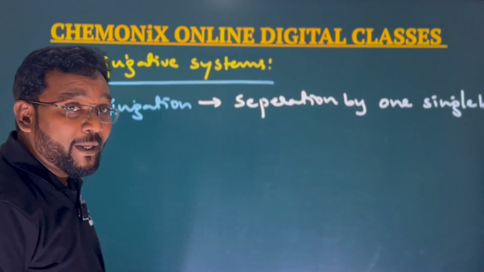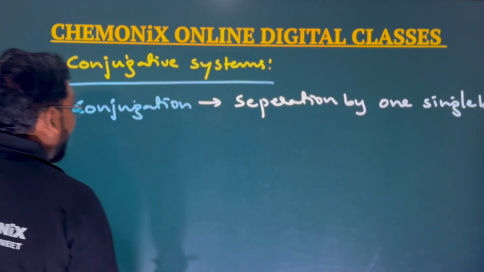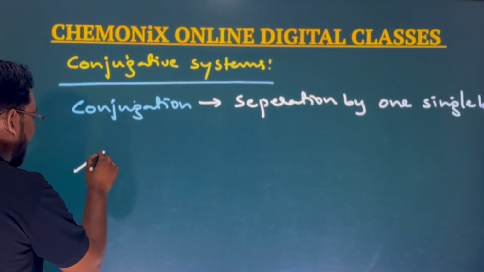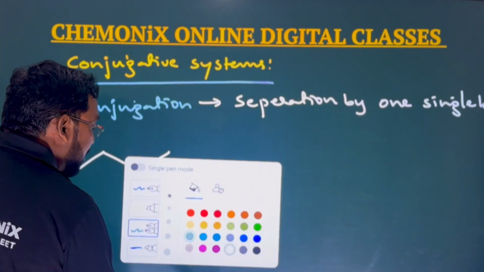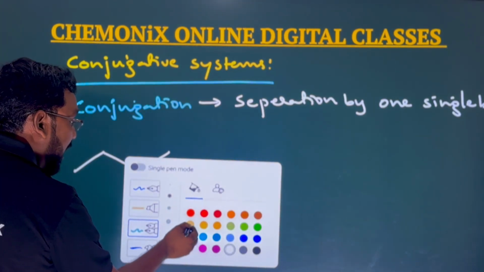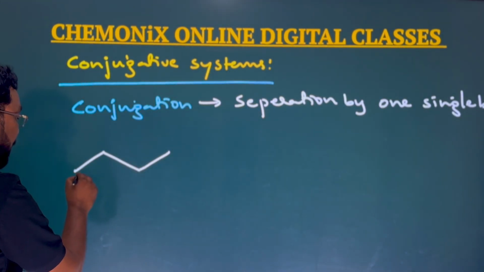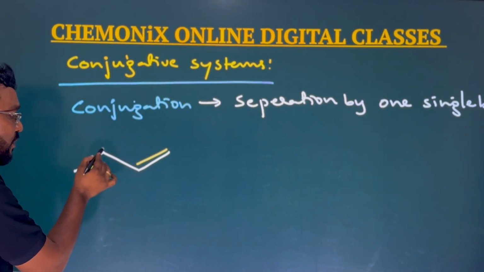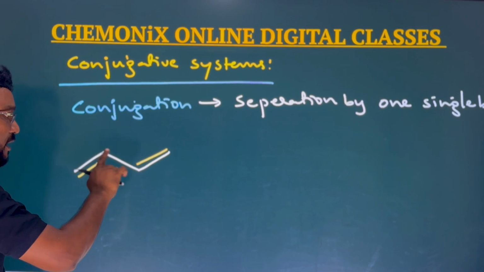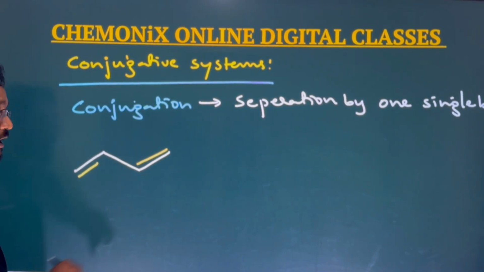Now, let me tell you how many conjugated systems there are. We have various conjugated systems. For example, this is one of the skeletal structures. In this skeletal structure, I am writing the pi bonds. You can check that these are 2 pi bonds which are separated by one single bond. That means both the pi bonds are in conjugation.